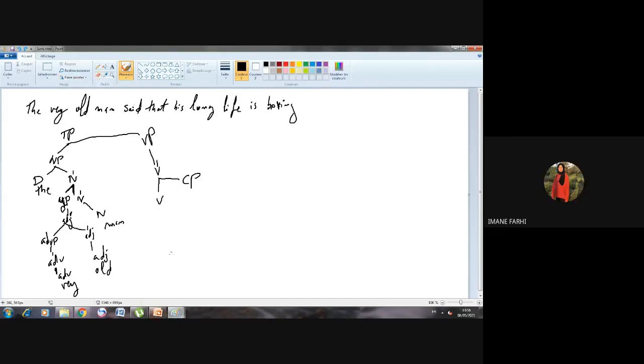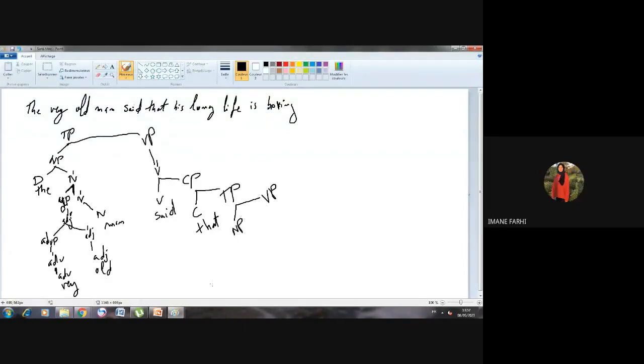So again, the verb which is said. Now from the CP we branch a C bar and a TP. We'll talk about C bar next time, not now. Just a C and TP. This is the rule. So we have here a TP, an NP and the VP. The rule of TP is NP and VP.